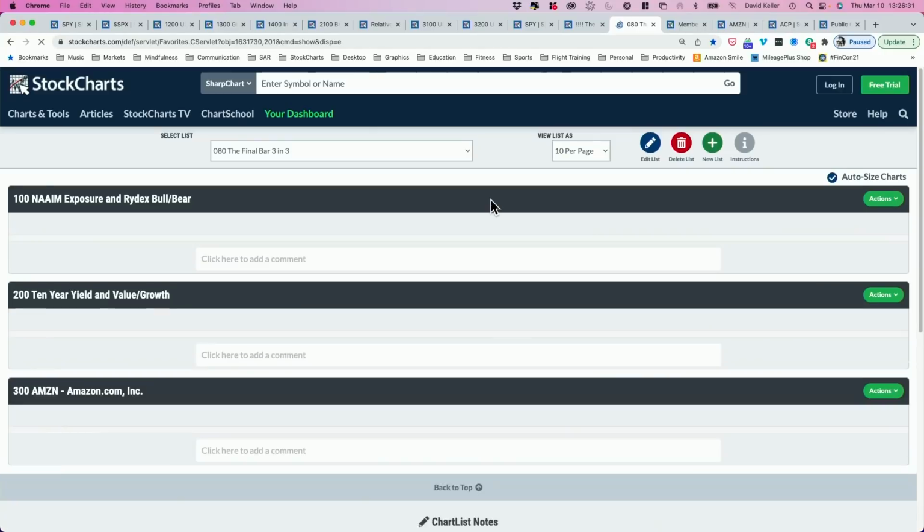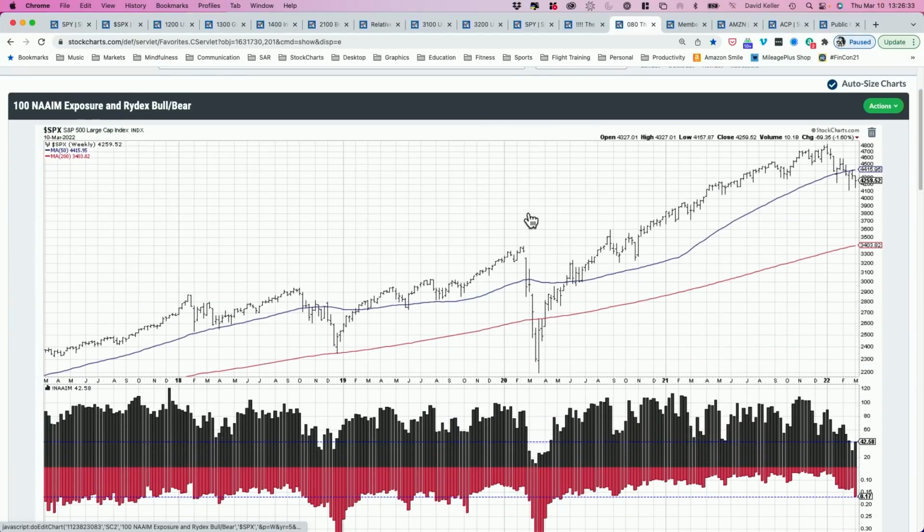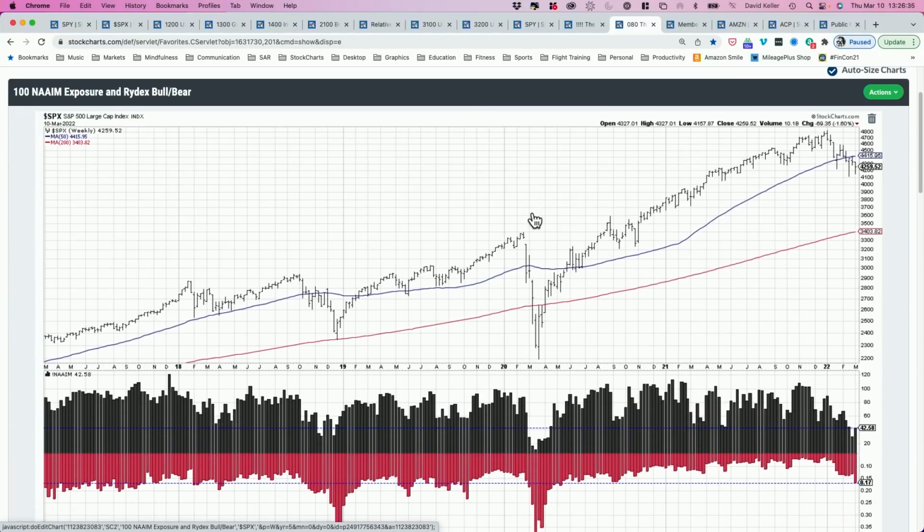We need to wrap today's show and go to the 3 and 3. 3 charts, 3 minutes. Here we go. Chart number 1 is looking at the NAAIM exposure index and the Rydex bull and bear flows. When we talked about sentiment as part of our Wrap the Week segment today, we looked at how these charts have evolved over time. The NAAIM exposure index has been increasing just from last week.